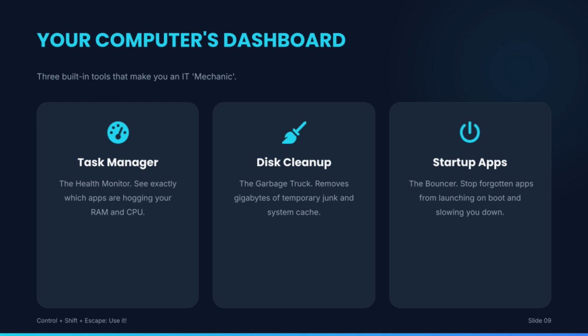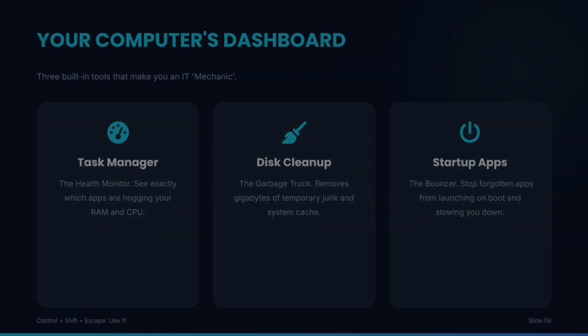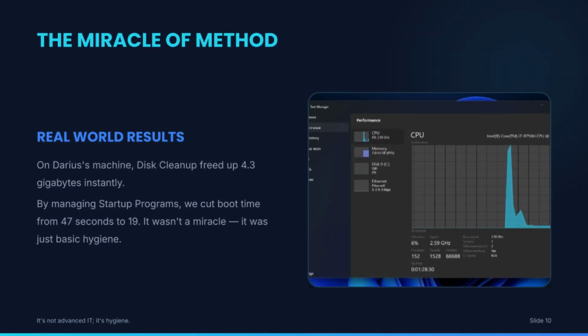Startup programs was the most impactful one. Half those apps launching on boot were things people had forgotten they'd ever installed. And every one of them adds to your boot time and runs silently in the background, consuming resources. Disabling the unnecessary ones on your machine cut your boot time from 47 seconds to 19.